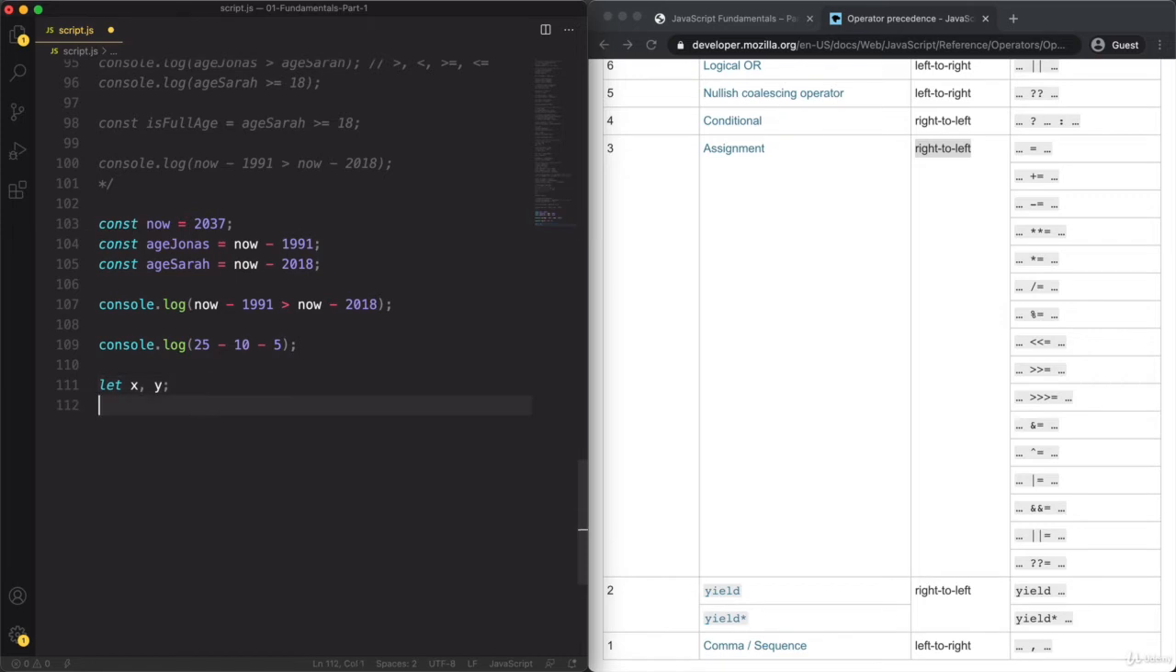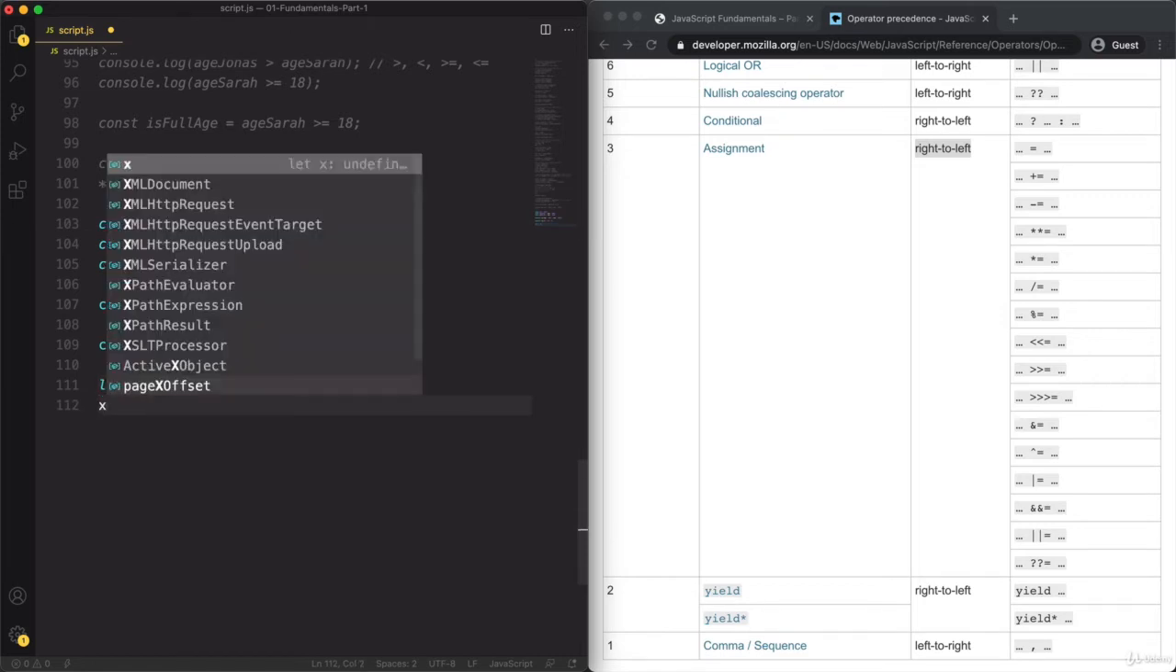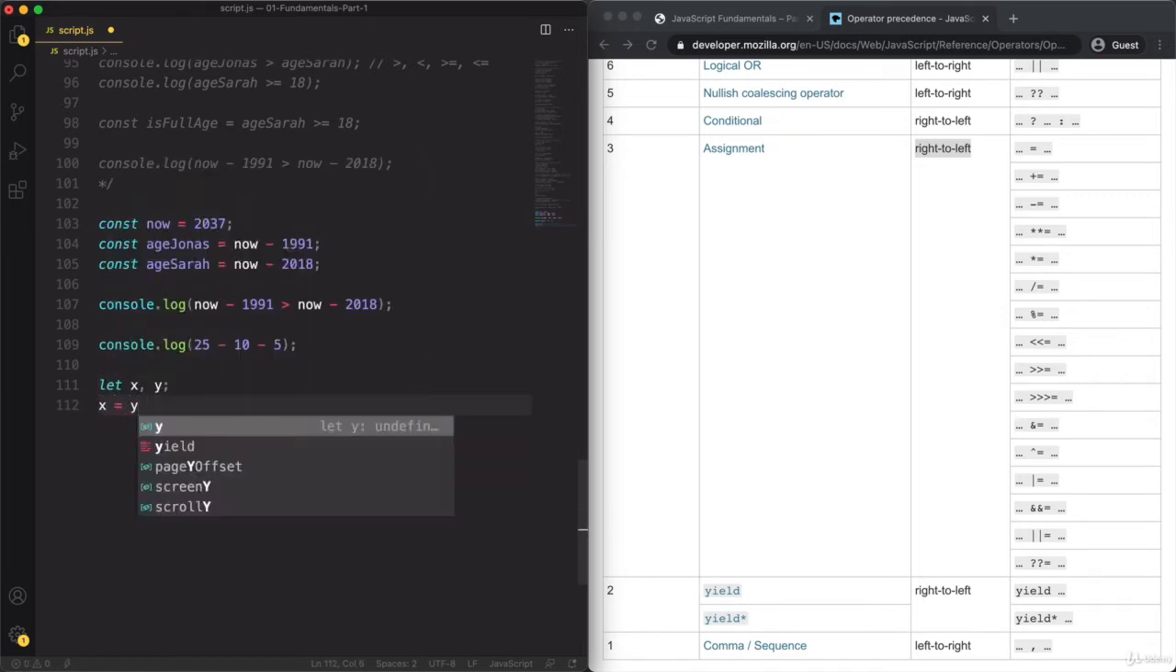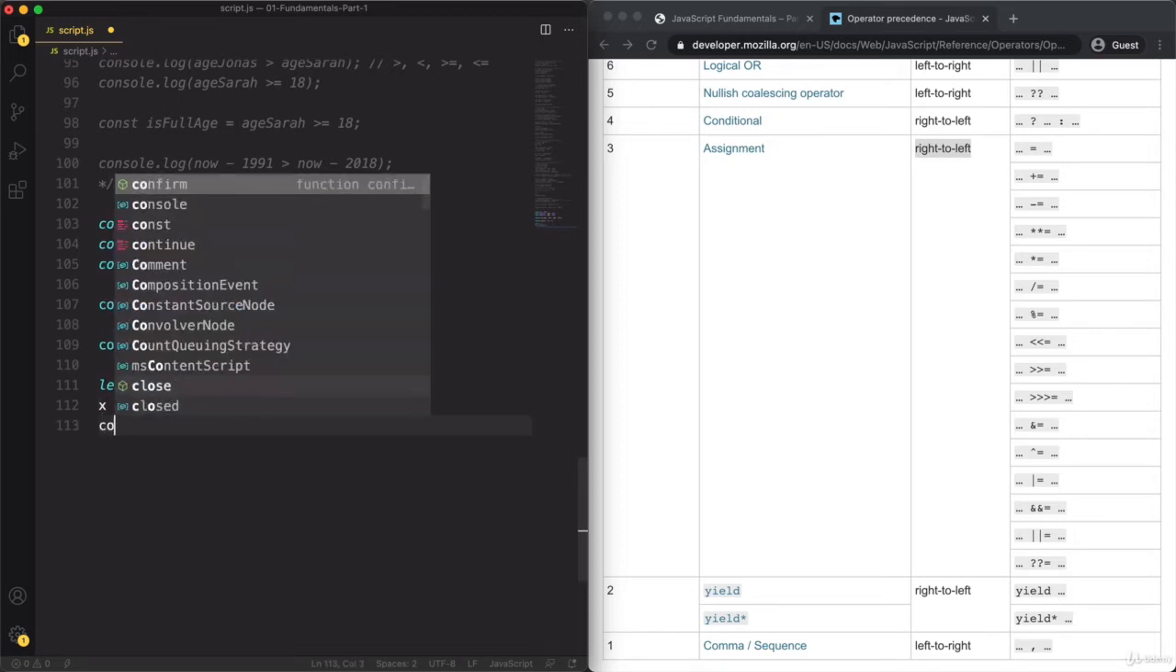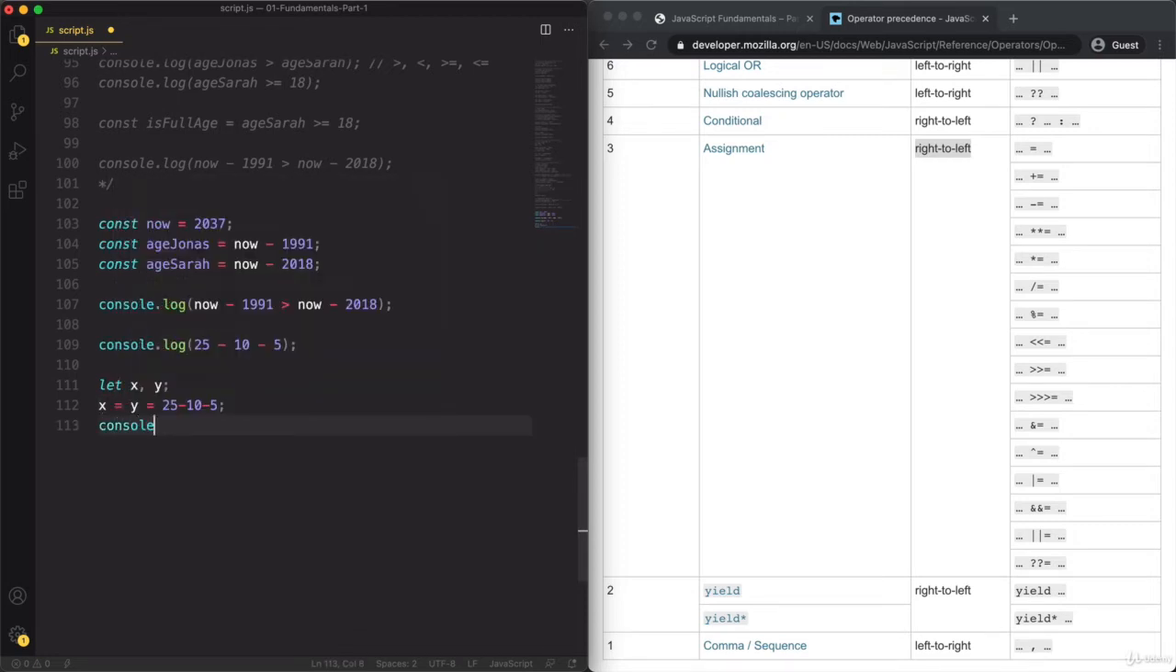And now we can do this. We can say that x should be equal to y should be equal to 25 minus 10 minus 5, which we already know is 10. And so let's now log both of these values to the console. And what do you think will happen? You can really try to think about this before checking the result.